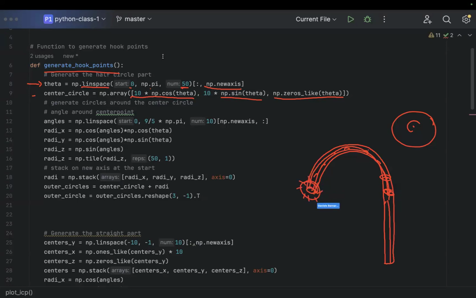Make sense? And this is what I'm doing here. So I'm creating a new set of angles from 0 to, well, the one stop before 2 pi, right? 9/5 of pi. And I'm creating 10 steps. So basically, if you go around the circle, I'm doing 1, 2, 3, 4, 5, 6, 7, 8, 9 angles. And then I'm creating my radius coordinates.